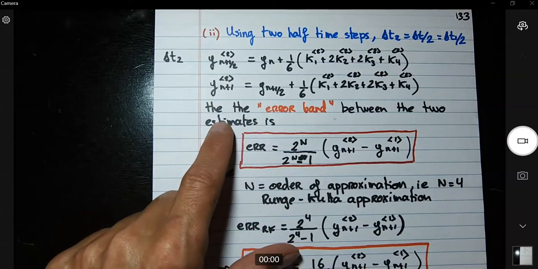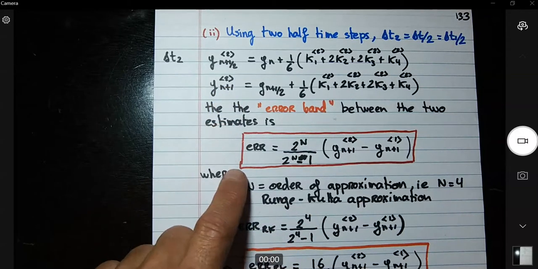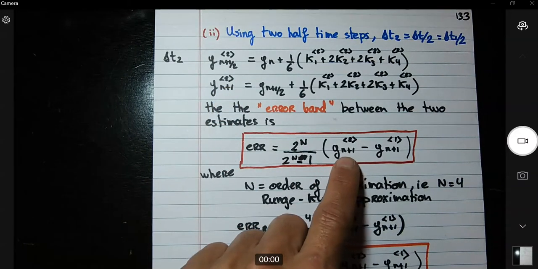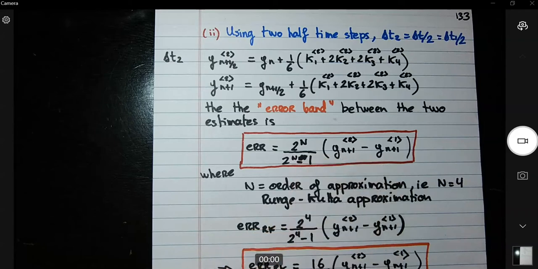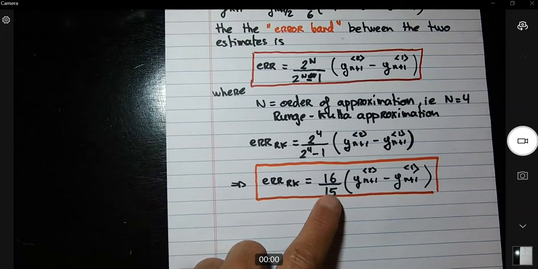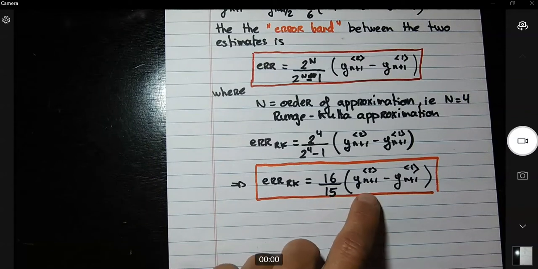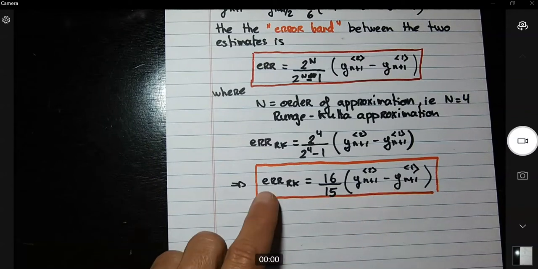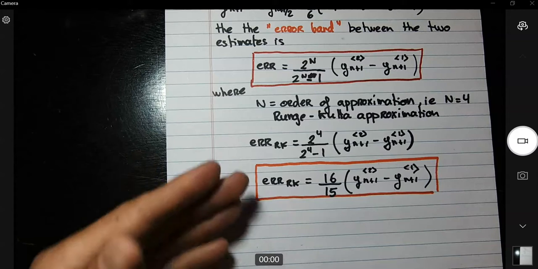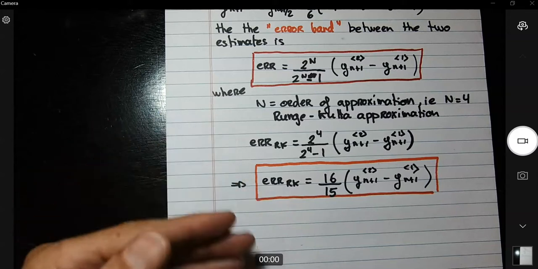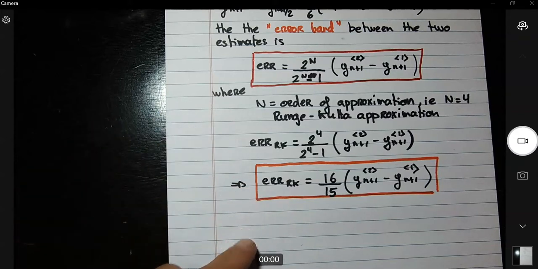You take these two solutions, you do y2 minus y1, and you multiply by 16 over 15, y2 minus y1. So depending on the error, either you don't do anything, you just say that the solution will be the normal one, or you will have to do the adaptive, okay?